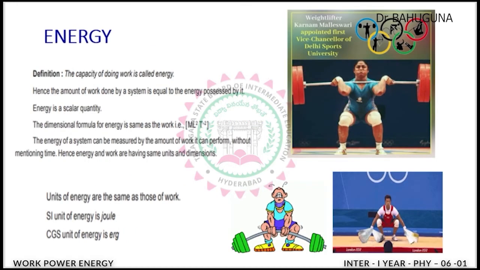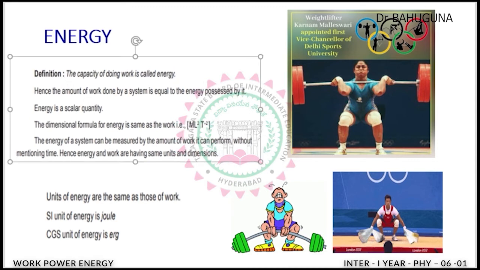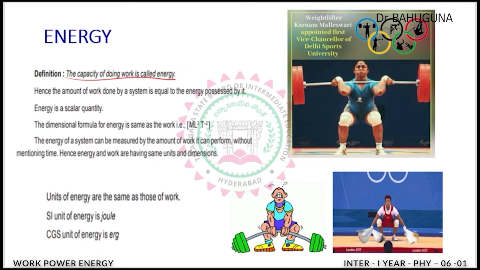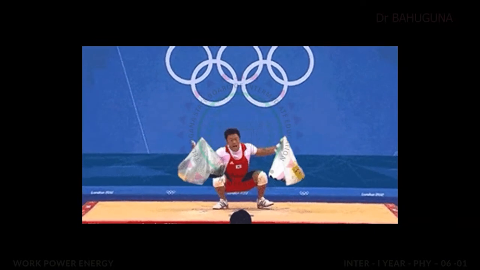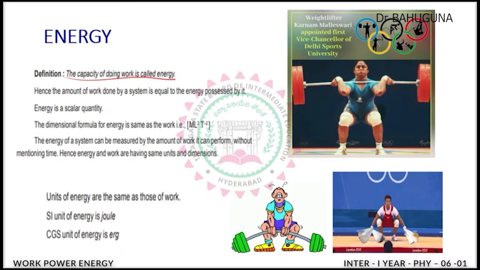Now energy. Energy is the capacity of doing work. You see here, she is able to lift the weights. That is, she has the capacity of doing work. So the capacity of doing work is called energy. And energy is a scalar quantity because work and energy are same. But in this case, this person is not able to lift it. That is, he does not have sufficient energy. So the capacity is less, so his energy is also less.